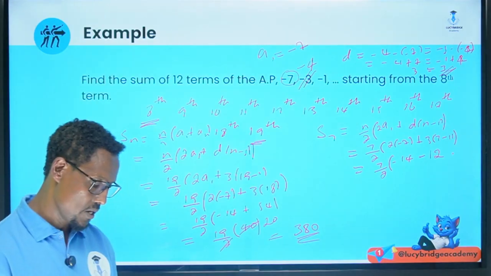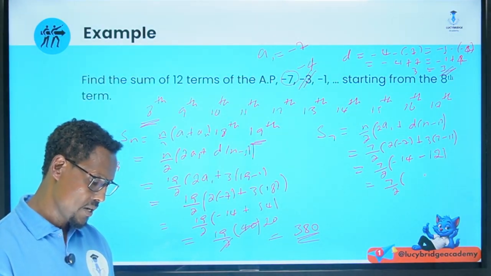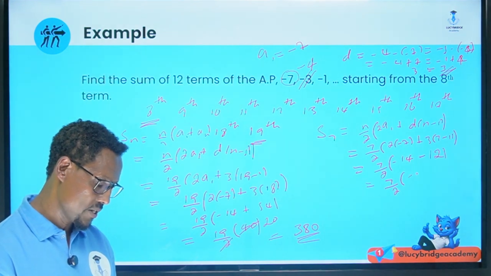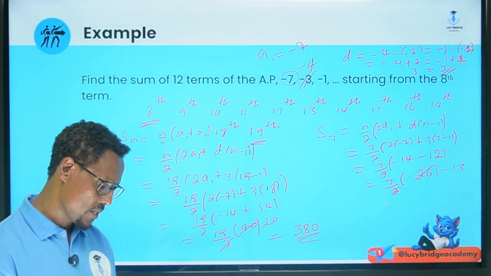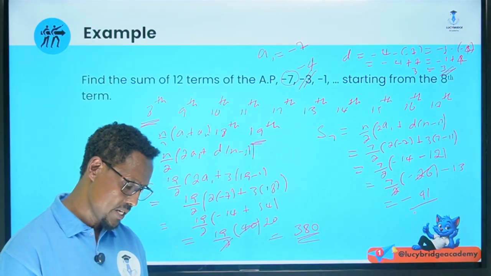This means 7 over 2 times -26. Now 1 by 2 is -13. 7 times 13 is 91, so we have -91.